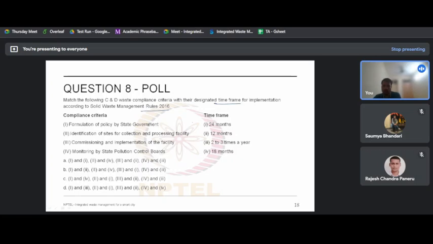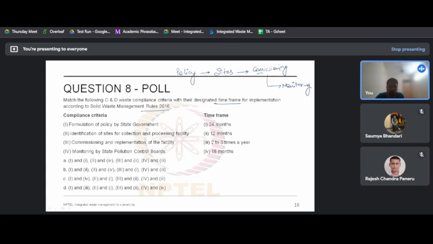So here we have the different compliance criteria and their time frame. Firstly, we will form the policy. We need to have certain rules and guidelines in place, and that will be done by the state government. Then we will identify the sites. Then we need to construct the site. After construction, commissioning can happen. Implementation will happen, and finally, after it is commissioned, monitoring will happen.